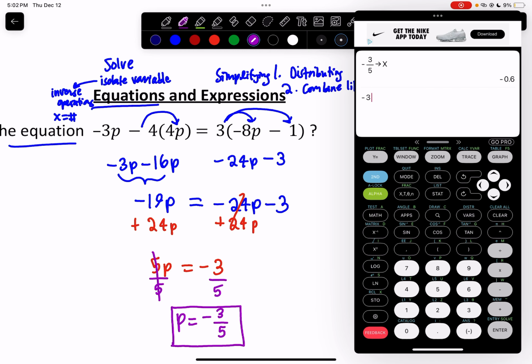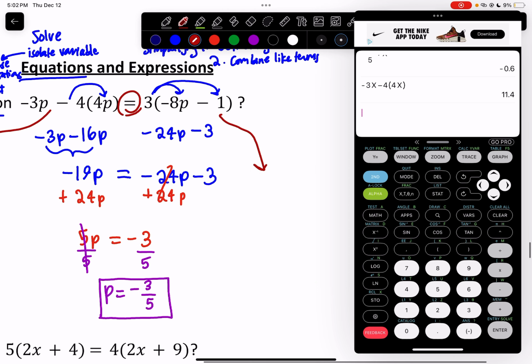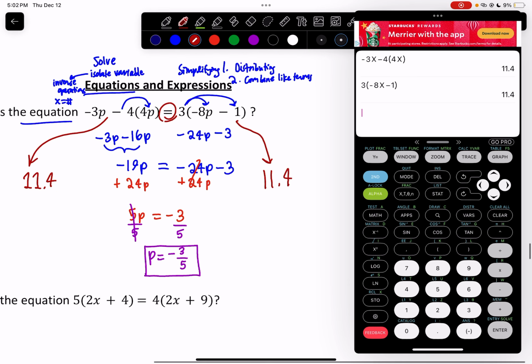So I got negative 3p, or x, minus 4 times 4x. Over here, I got 11.4. And since I want these sides to be equal, I better get 11.4 over here. Let's see if we do. So 3 times negative 8x minus 1. Yes, I got 11.4. So I am correct.